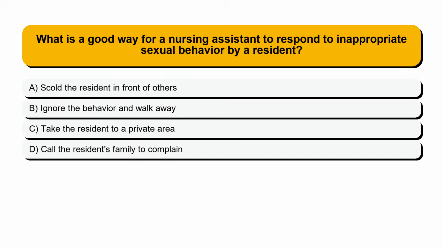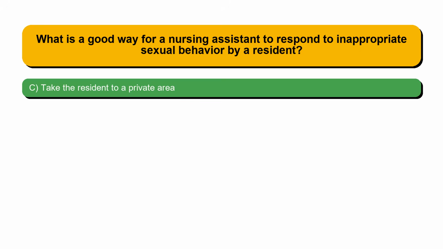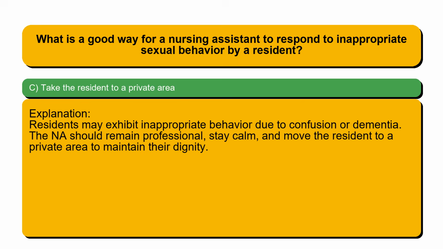Question 32. What is a good way for a nursing assistant to respond to inappropriate sexual behavior by a resident? Option A, scold the resident in front of others. Option B, ignore the behavior and walk away. Option C, take the resident to a private area. Option D, call the resident's family to complain. The correct answer is option C, take the resident to a private area. Residents may exhibit inappropriate behavior due to confusion or dementia. The NA should remain professional, stay calm, and move the resident to a private area to maintain their dignity.